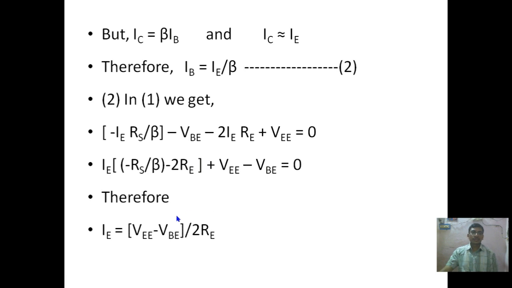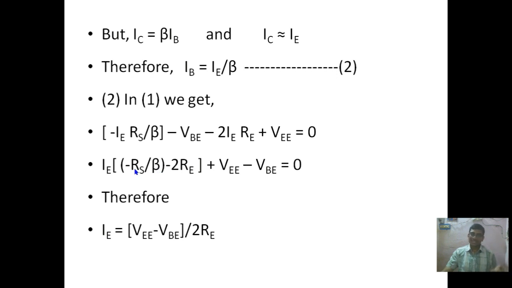Therefore, if you write the IE equation, we can take VEE and VBE to the other side, or else we can take minus as common from here and take this entire term to the right hand side. If you rearrange the equation, IE becomes VEE minus VBE by 2RE. So where is this RS by beta? You will get that out, because RS by beta is a negligible value, hence it was neglected.